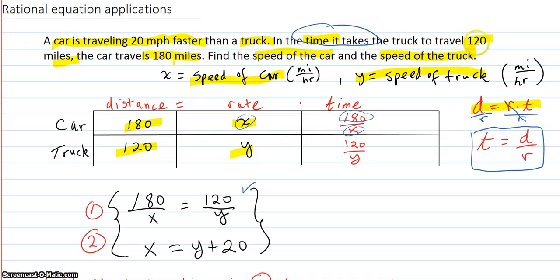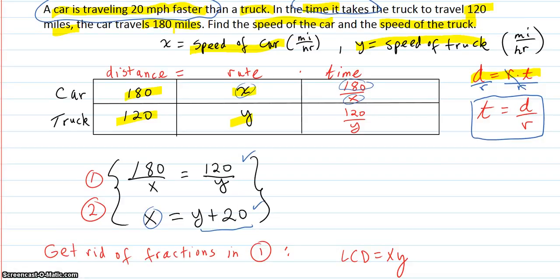So there's another sentence right here. The car is traveling 20 miles per hour faster than the truck. So the truck is this y. So 20 miles per hour faster than the truck is the x. X is y plus 20. X is the faster one, so it has more speed. So you take the slower one, you add on a 20 to get to the faster one. That's one way to do it. So we have our two equations.